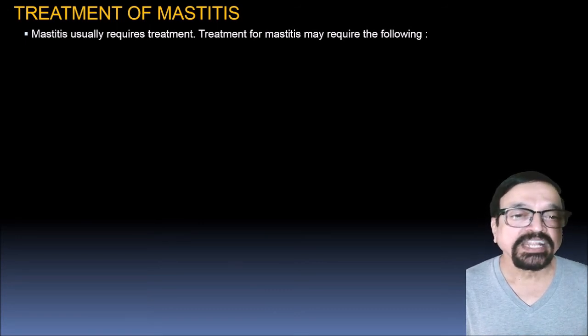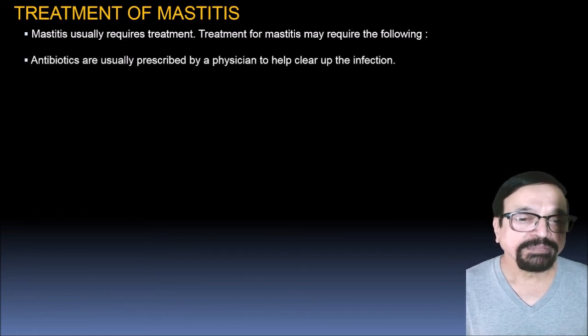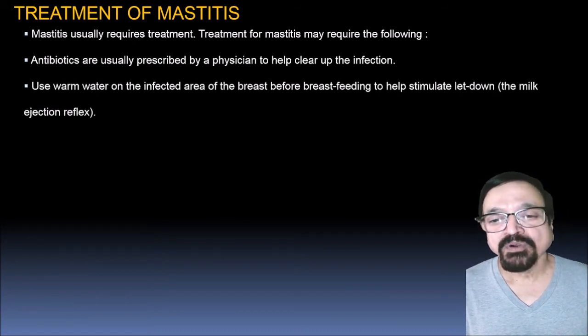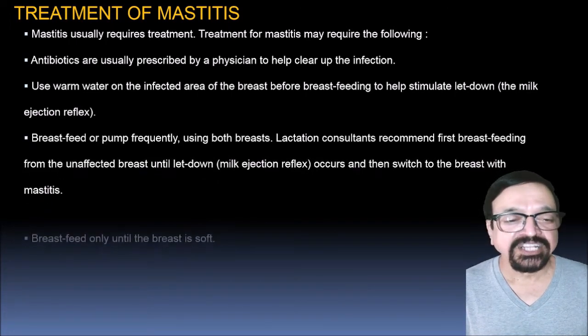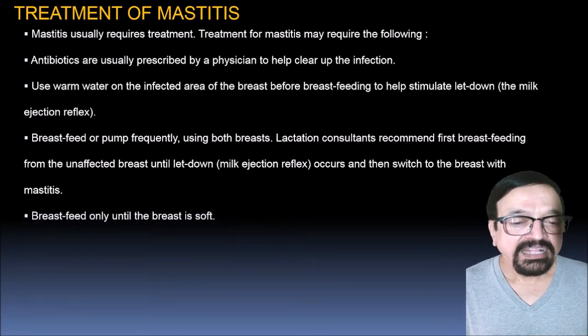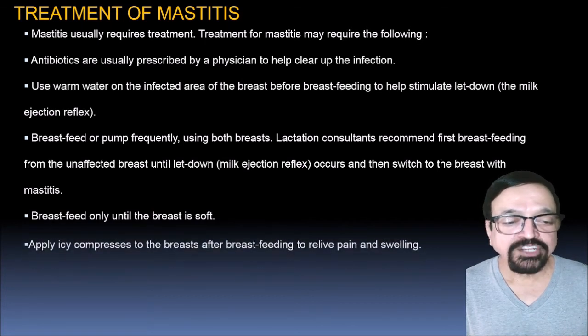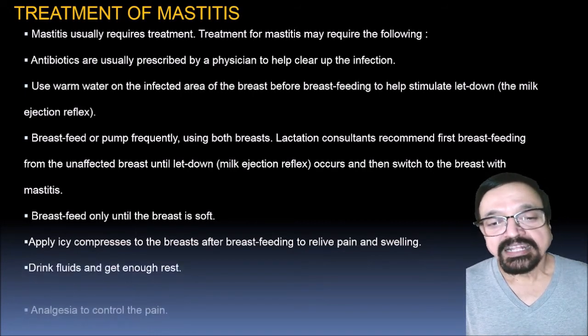Then mastitis usually requires treatment. Treatment for mastitis may require the following. Antibiotics are usually prescribed. Then warm water on the infected area of the breast before breastfeeding the child. Then breastfeed or pump frequently to use up the retained secretions, and breastfeed only until the breast is soft. If it is firm, hard, tender, then breastfeeding should be stopped. Apply ice compression. These are all supportive therapies which may be tried, but ultimately antibiotics are the most important, and second is the sonographic diagnosis.